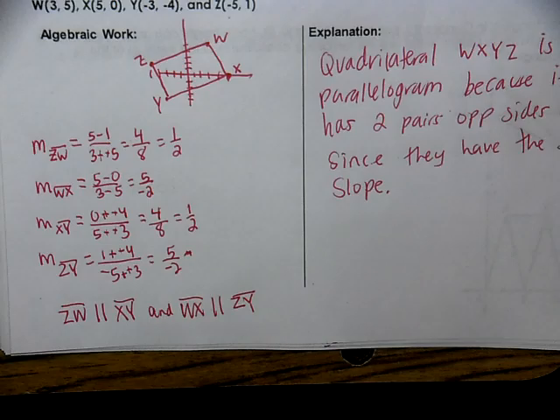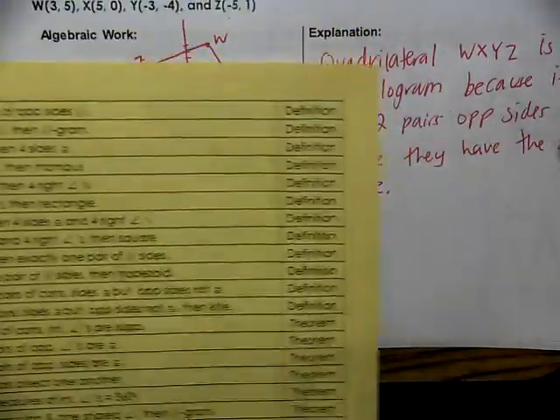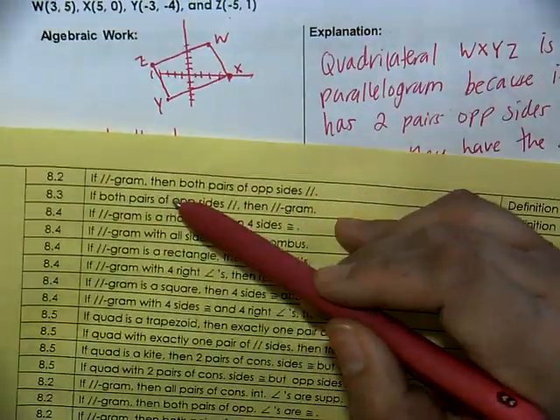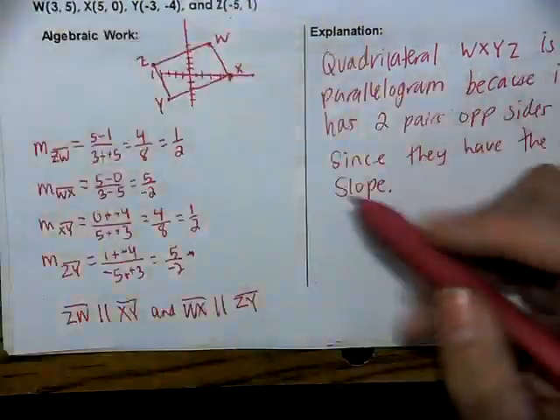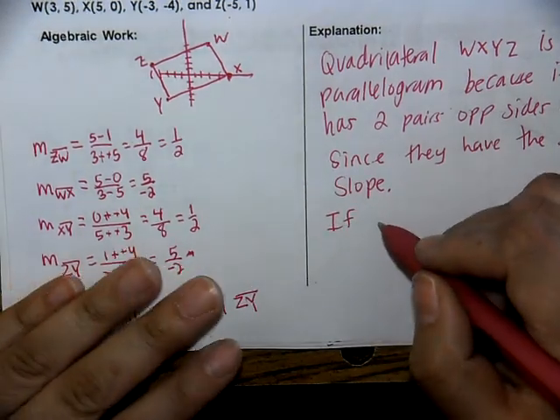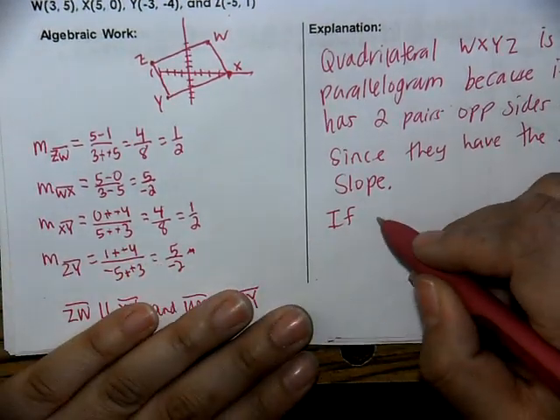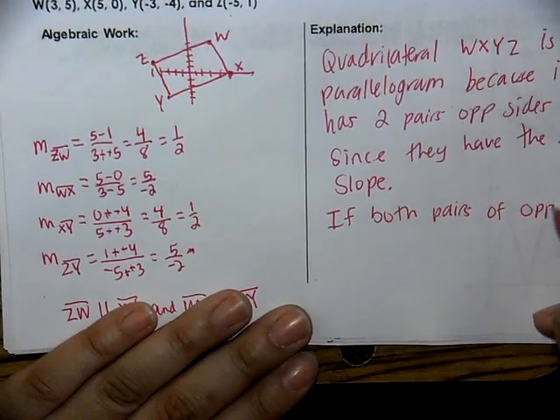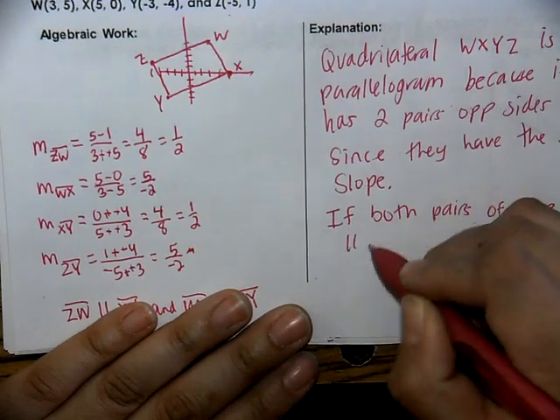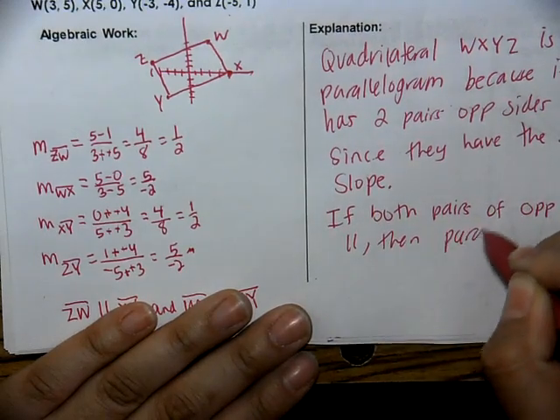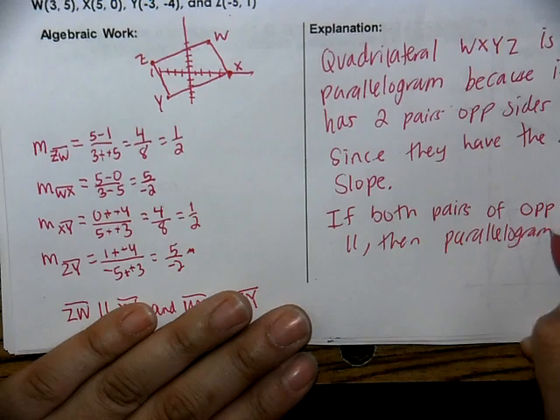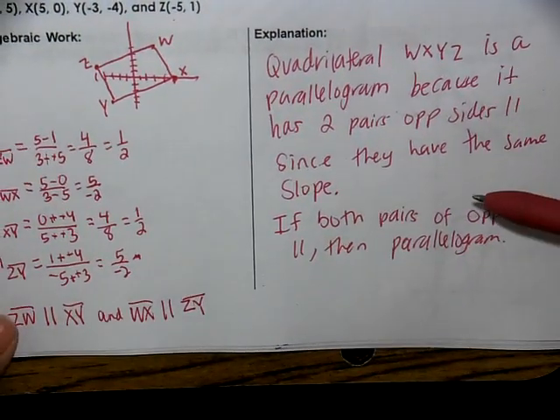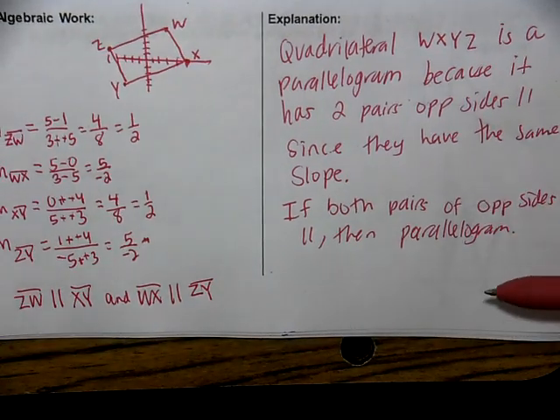And I'd still like to reiterate with this yellow sheet what it says here for the definition, or what makes it a parallelogram. It's the second one there. If both pairs of opposite sides are parallel, then it's a parallelogram. Just as your if-then statement that says what it is. Or you could say the quadrilateral is a parallelogram. But that's good enough for your explanation. As long as you're mentioning that the slopes of the opposite sides were parallel, that's good enough.